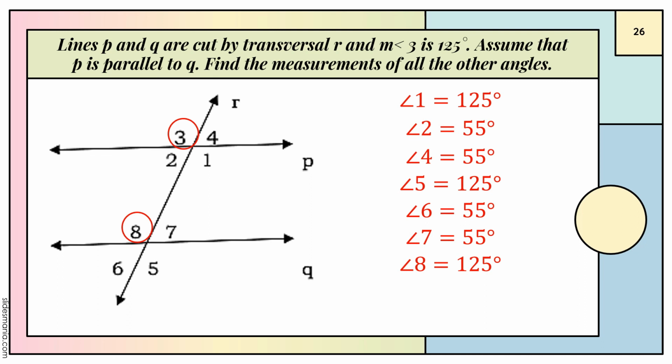The easiest way for you to identify the measurements of all of the other angles is that you have to determine the corresponding angles one at a time and then label its measurement. And then you also have to identify the same side interior angles, so that you can subtract it from 180 degrees. And the difference is already its measure.